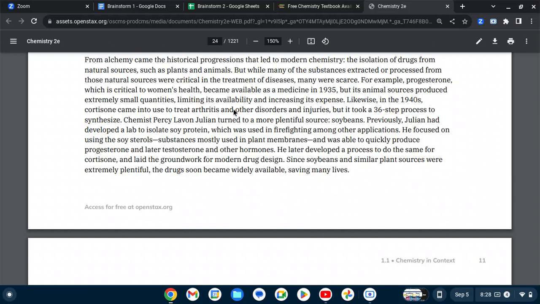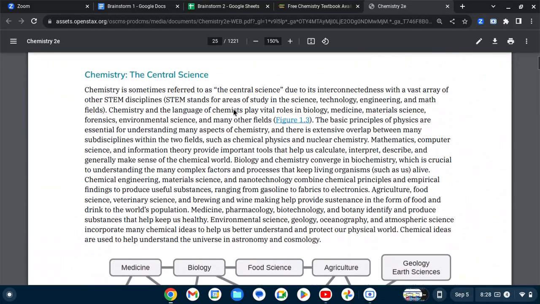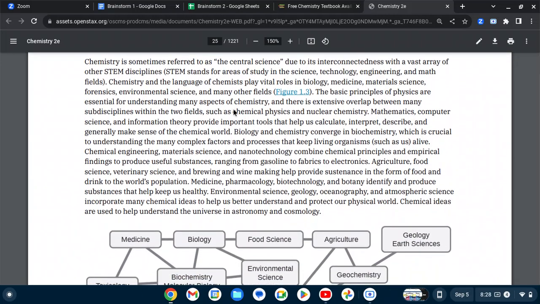Since soybeans and similar plant sources were extremely plentiful, the drug soon became widely available, saving many lives. Chemistry, the central science. Chemistry is sometimes referred to as the central science due to its interconnectedness with a vast array of other STEM disciplines.